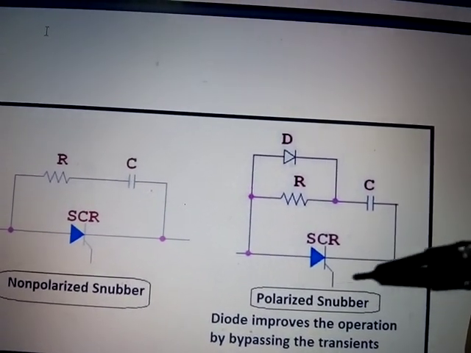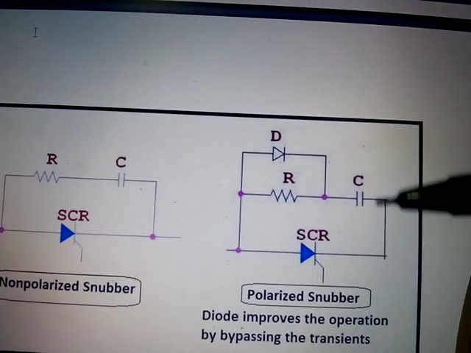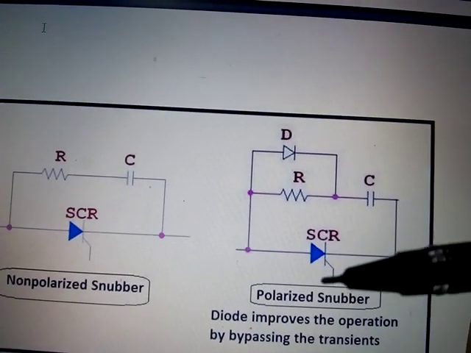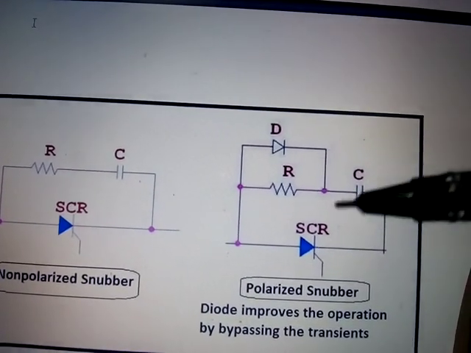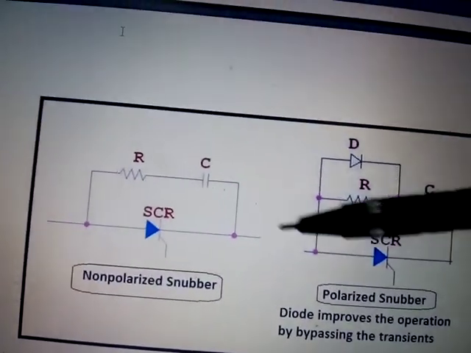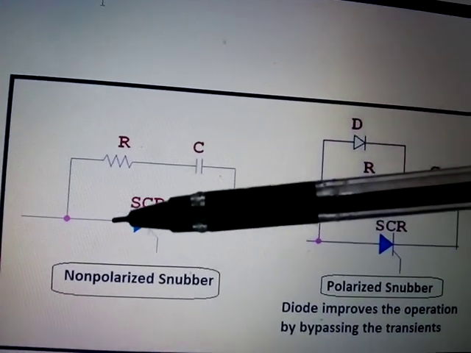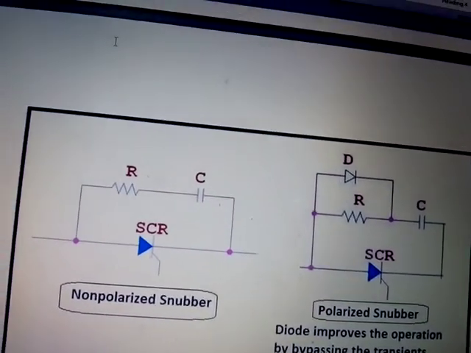And when we fire, then R will come into the picture. So this R should be there only during firing of the SCR. Anyhow, in examination it is enough for you if you write just RC, or with the diode you can write, as you wish.